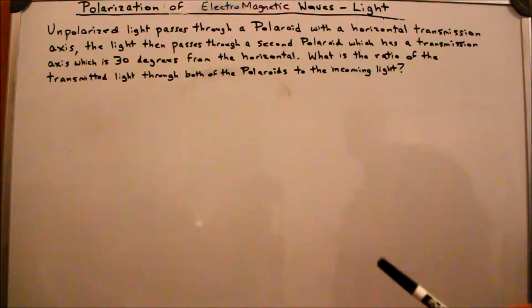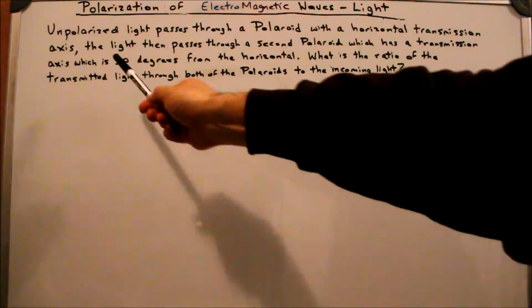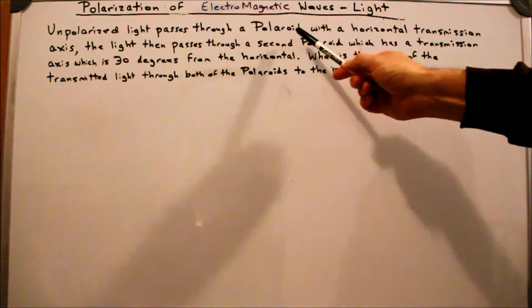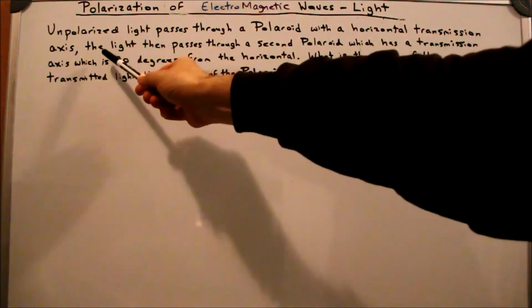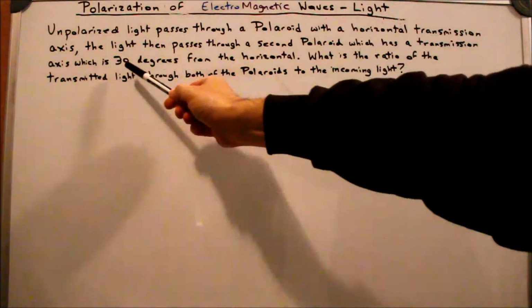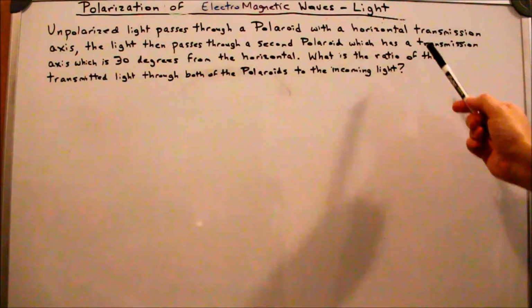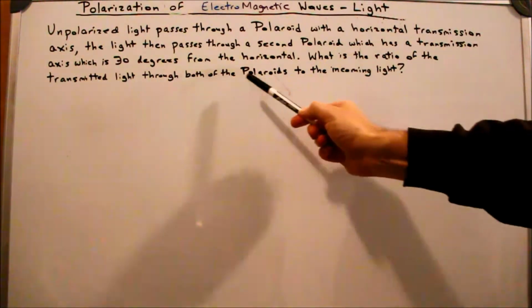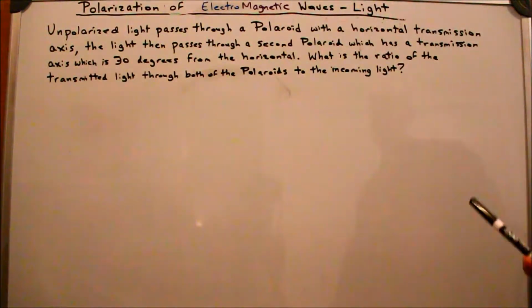To test our understanding of some concepts, we have a problem here. Unpolarized light passes through a Polaroid with a horizontal transmission axis. The light then passes through a second Polaroid with a transmission axis which is 30 degrees from the horizontal. What is the ratio of the transmitted light through both of the Polaroids to the incoming light? And also, what kind of assumptions did you have to make to solve for this? So pause the video now, think about the assumptions, and then when you have the answer, restart.